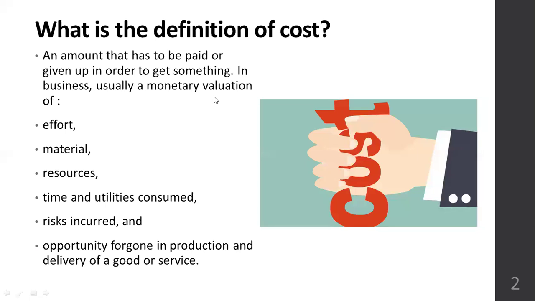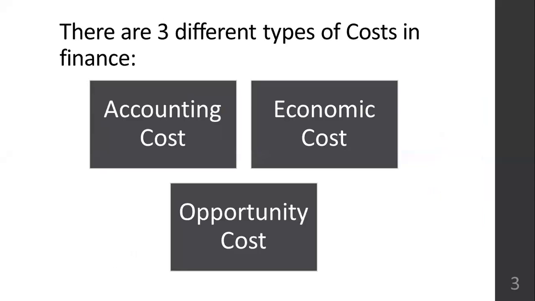So, what is the definition of cost? An amount that has to be paid or one that is given up in order to get something. And in business, it's not always about money. You give something up to get something, that is cost. Whatever you are giving up in order to get something is cost. So effort, material, resources, time, utilities consumed, risk incurred, opportunity forgone in production and delivery of goods and service. All these come under cost. It's not always about money.